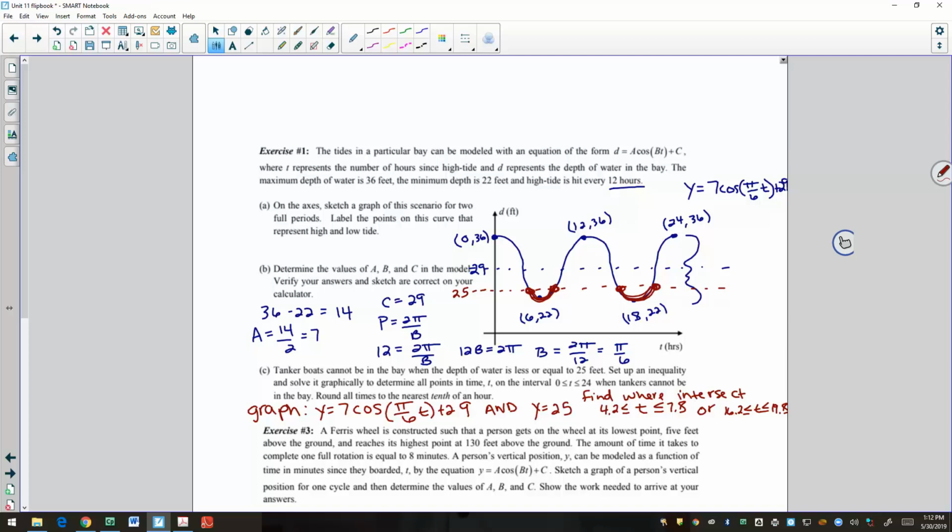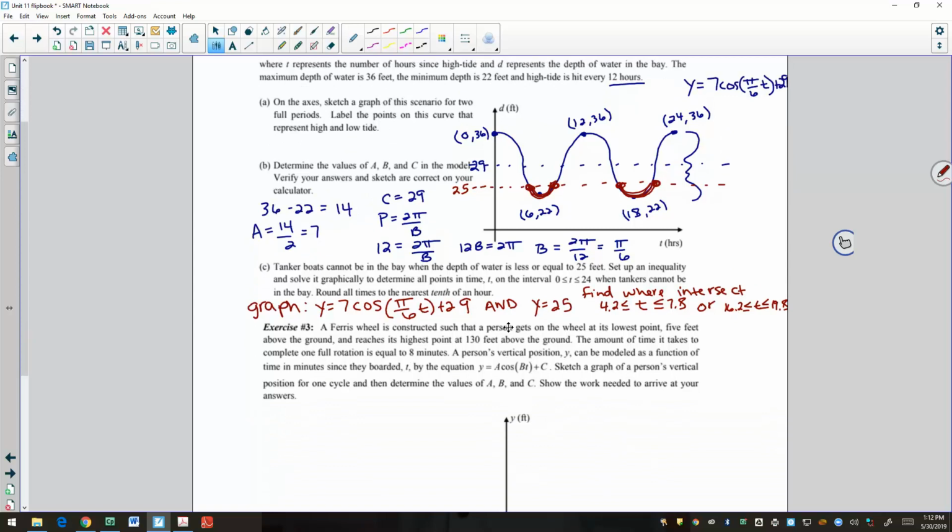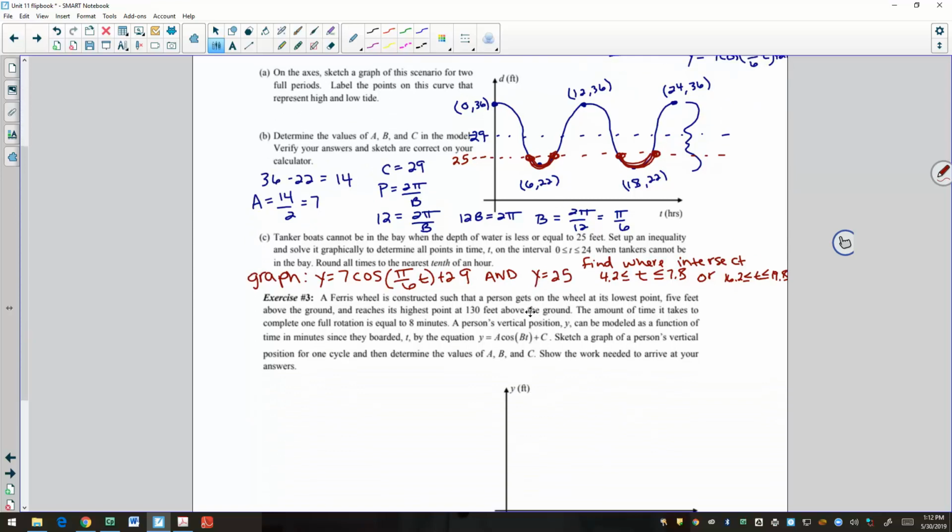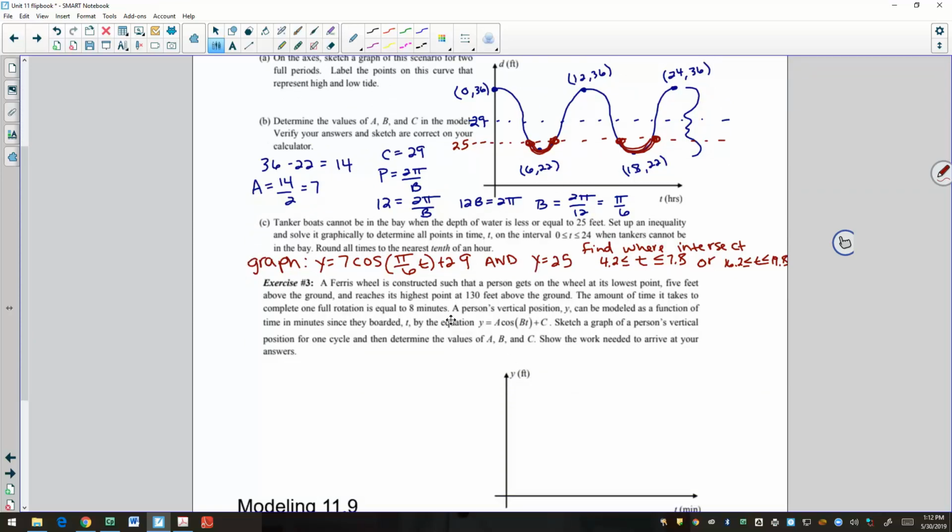Now, exercise 3, we are going to save to do in class. It's very similar to what we just did, where you're going to have to find your A, B, and C based off of the situation that's happening. We're going to do that in class as our warm-up.